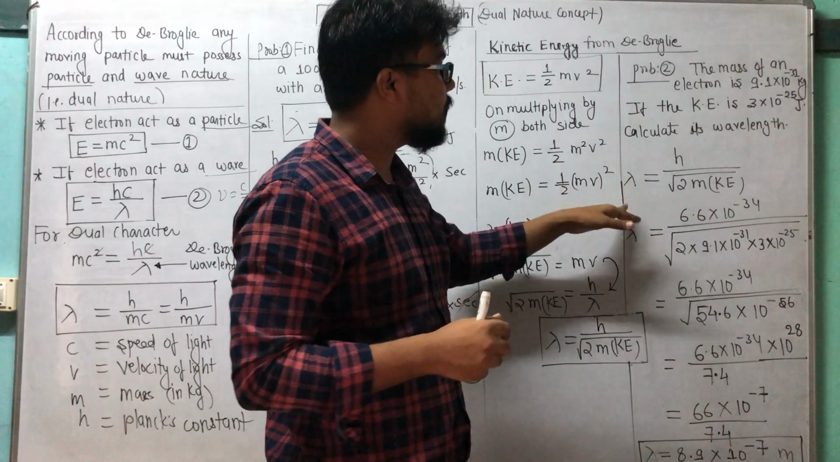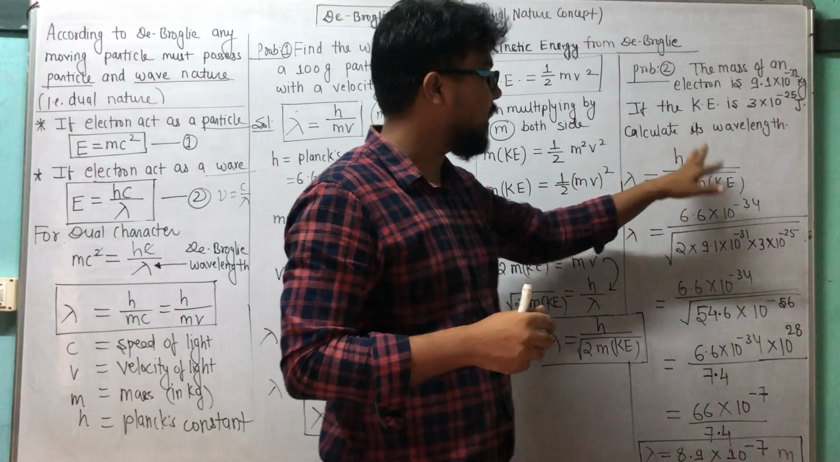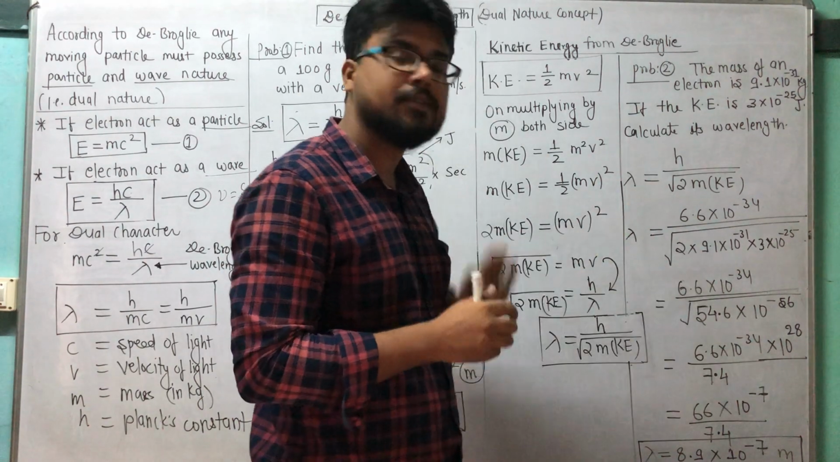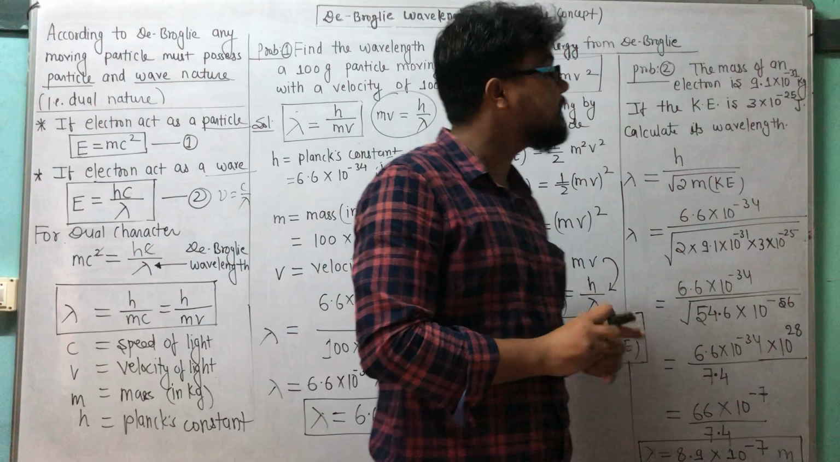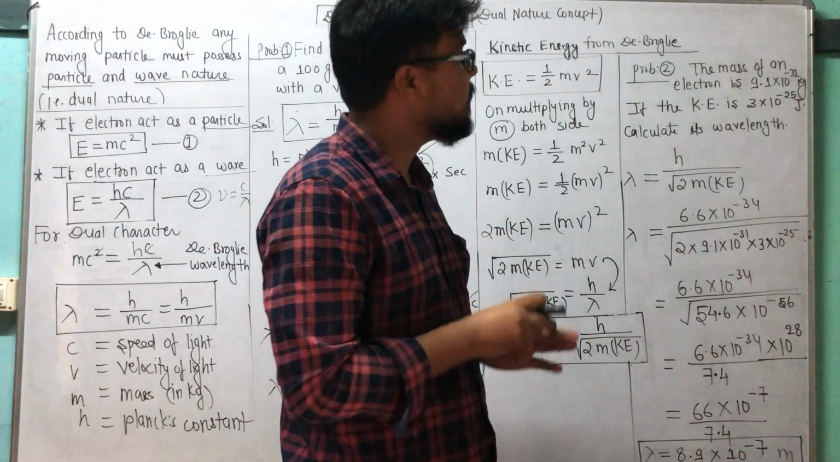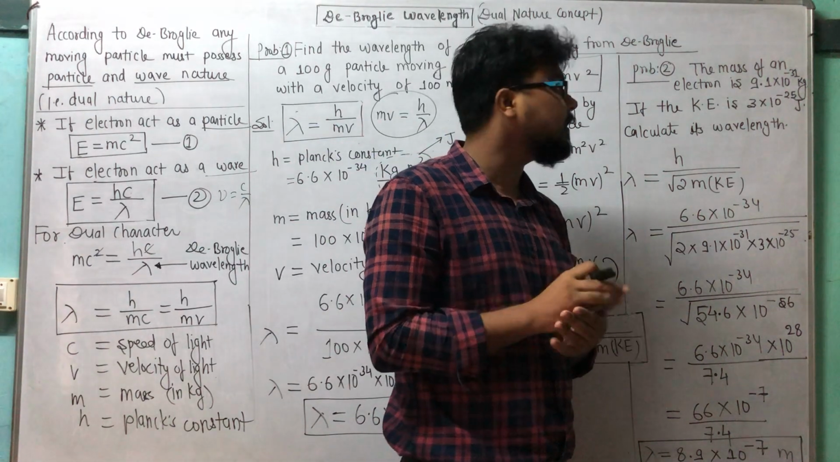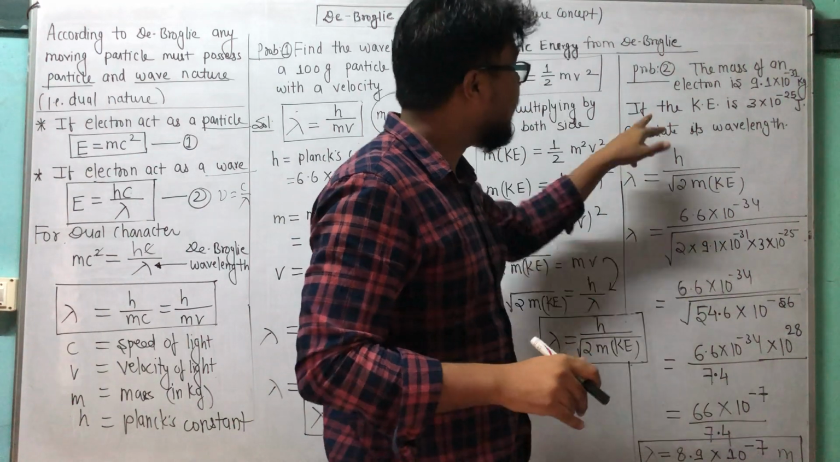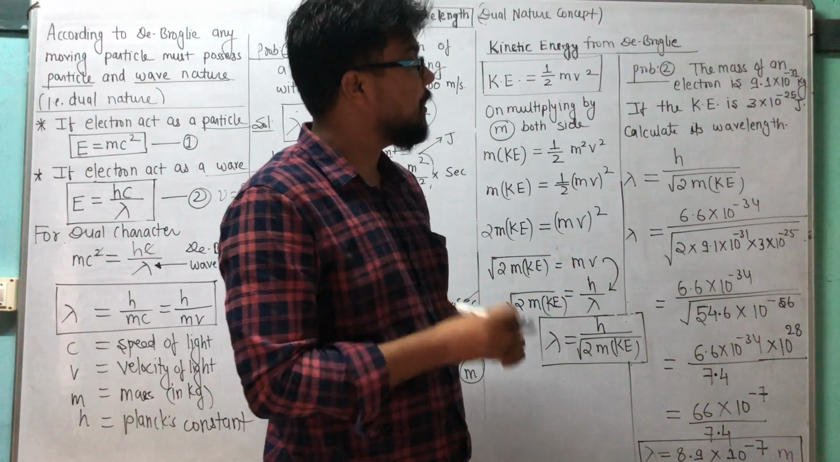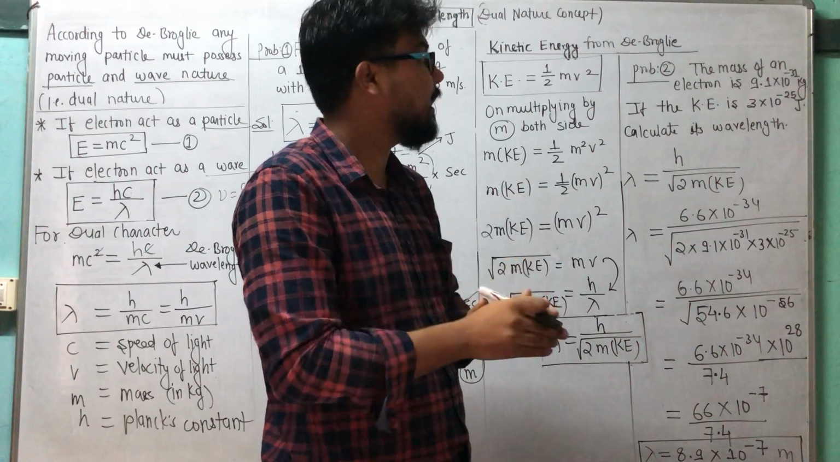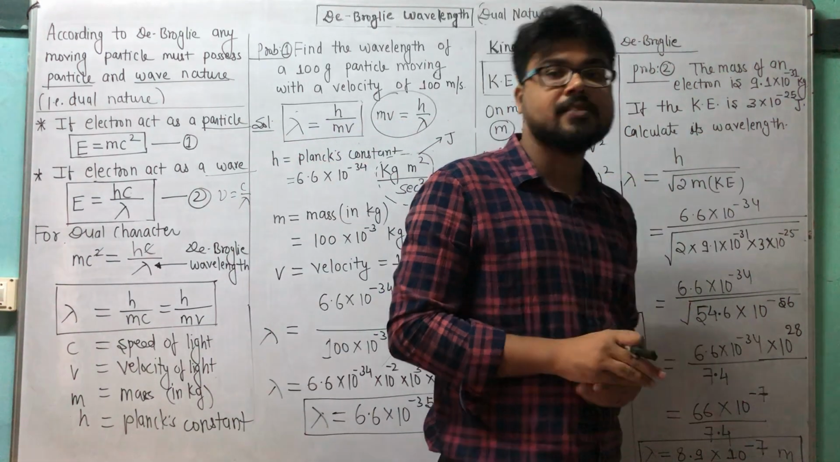So lambda equal to h upon under root 2 mKE. I will use this formula, and the question is: the mass of an electron is 9.1 into 10 to the power minus 31 kilogram, okay? And the kinetic energy is 3 into 10 to the power minus 25 joule. I have to calculate its wavelength.